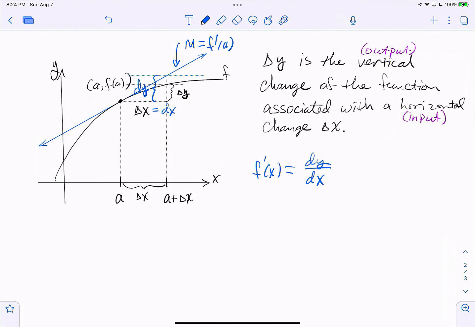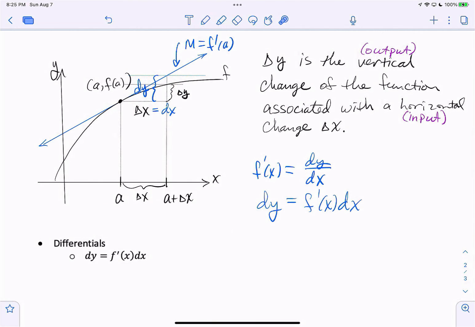We're almost to where we want to be. If I clear the fraction, look, this is a first derivative, dy dx. First derivatives act like fractions. That means I can clear the fraction and I can say that dy is equal to f prime of x dx. Dy is the vertical change for the tangent line. Delta y is the vertical change for the function itself. They're close to each other, not exact. They're approximations.